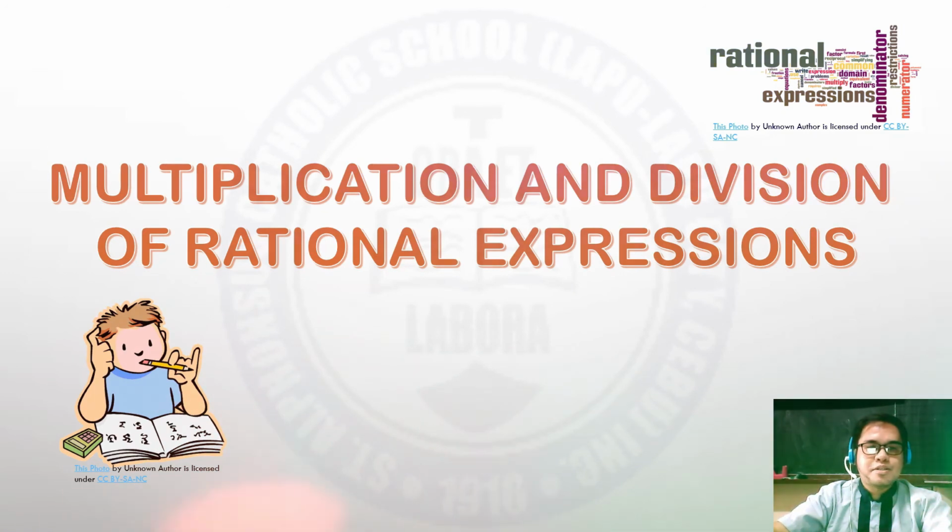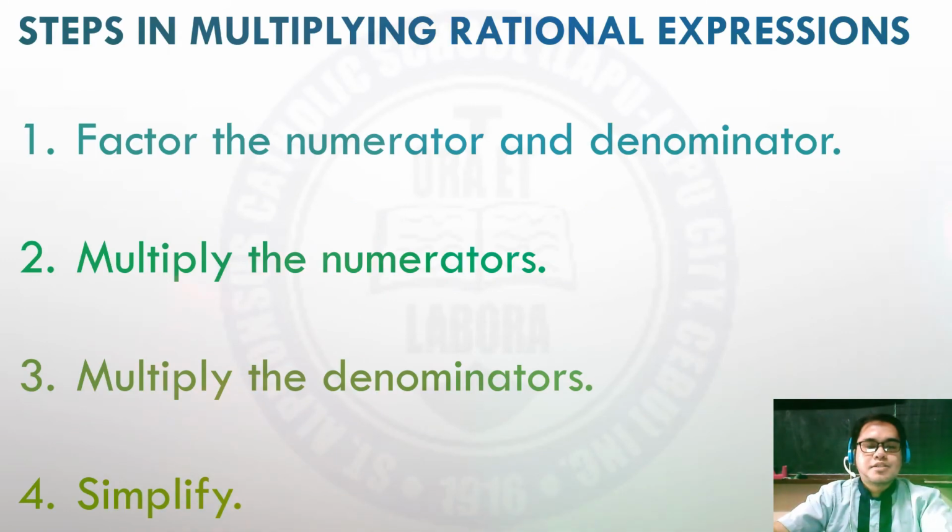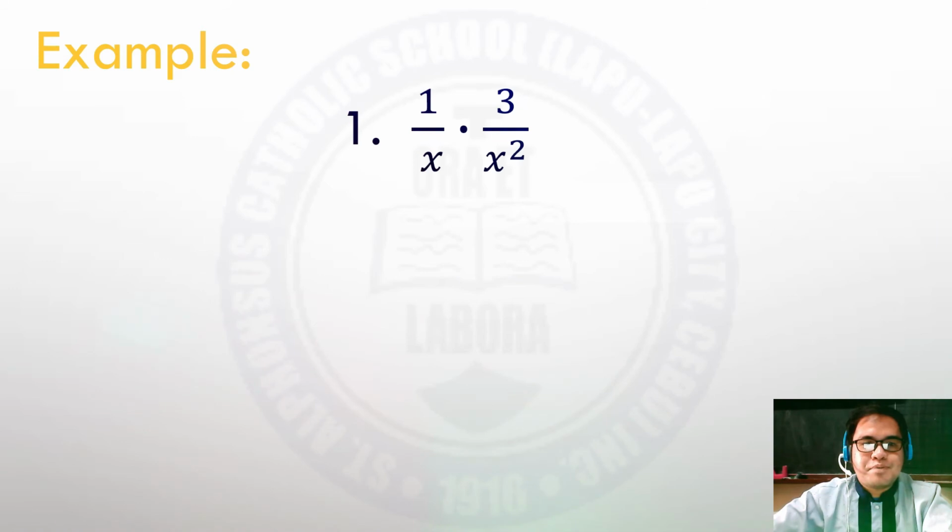So let's proceed to the multiplication and division of rational expressions. Here are the steps in multiplying rational expressions. First, factor the numerator and denominator. Second, multiply the numerators. Third, multiply the denominators. And fourth, simplify the rational expressions. For example, if we are going to get the product of these two rational expressions, we are going to follow the steps in multiplying rational expressions.